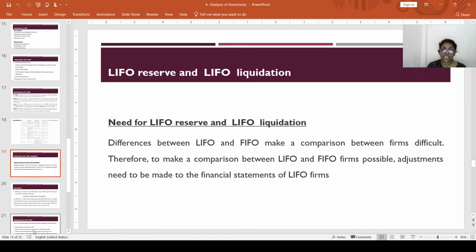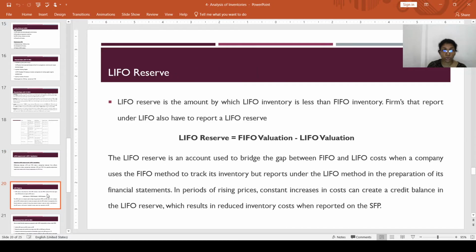So let's see the LIFO reserve and LIFO liquidation. What is the need for this LIFO reserve and LIFO liquidation? The difference between the LIFO and FIFO comparison is very difficult. Therefore, to make it easy, we are going to make an adjustment to the financial statements of the LIFO firms. For that, we are going to use this LIFO reserve.